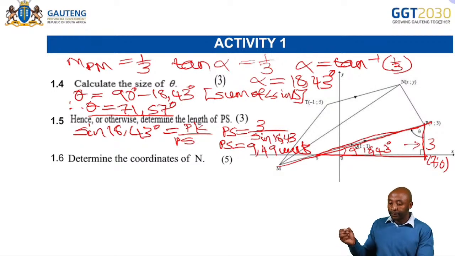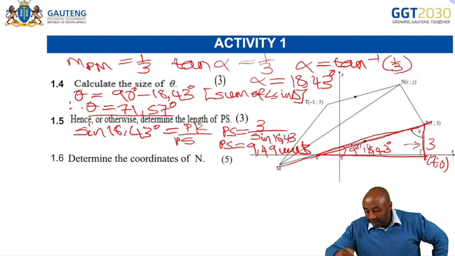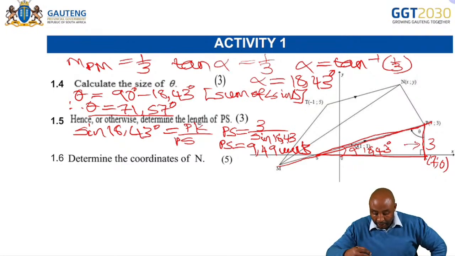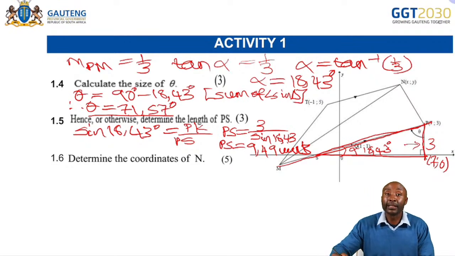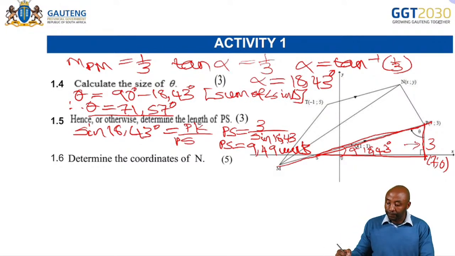We are done. So please, you don't necessarily need, because it was not specified that you are only using analytical means, hence we can use whichever method works there. It says hence or otherwise. You should be using your diagram.